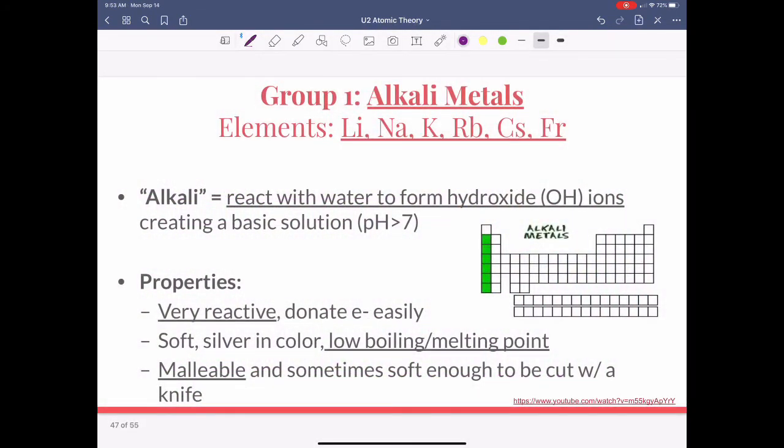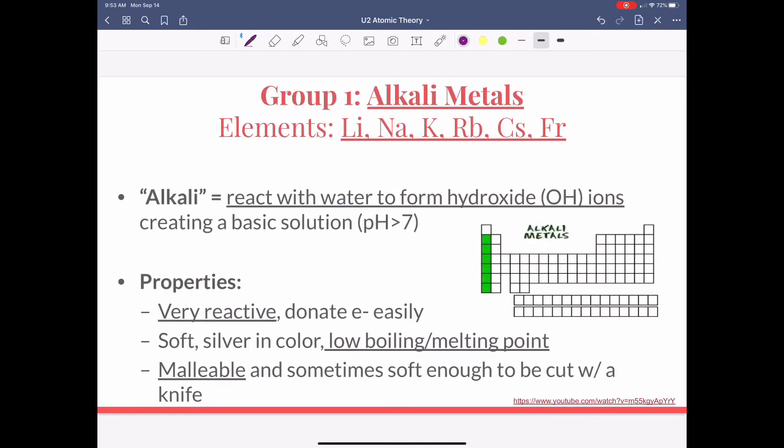So let's take a look at group 1. Group 1 we call alkali metals. Those are your elements: lithium, sodium, potassium, rubidium, cesium, and francium. That group 1 is your alkali metals. They react with water to form hydroxide or OH ions. They're very, very reactive. They want to donate an electron. So when we talk about atoms gaining and losing electrons, they want to get rid of an electron.